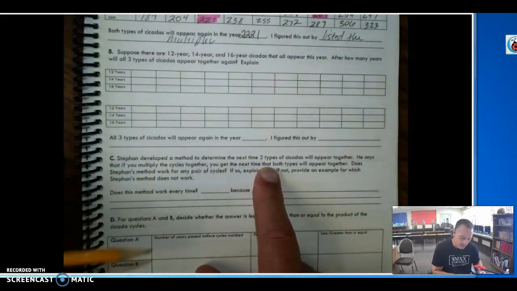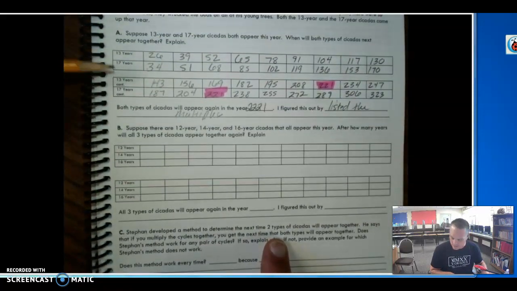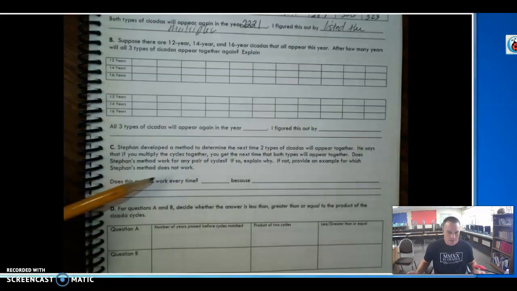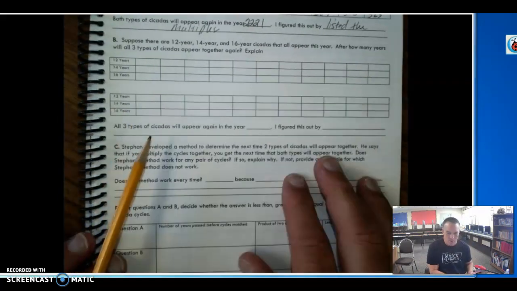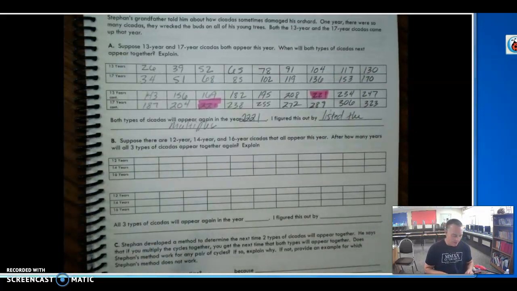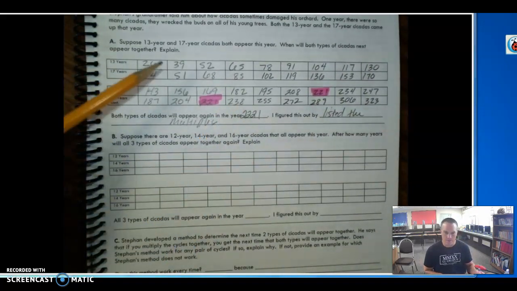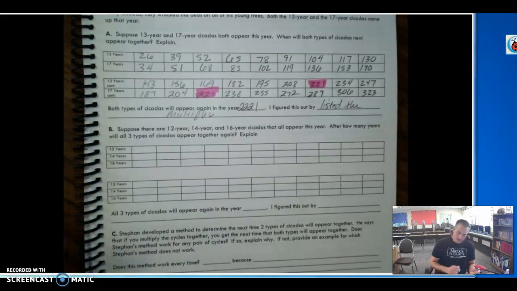Down here, Stephen developed a method. The next time 2 cicadas appear, he says that if you multiply the cycles together, so we're talking about this one, if you multiply 13 times 17, so yeah, he talks about multiplying these two together, 13 times 17. And that would work in this case because these are prime. And so yeah, you would get 221.